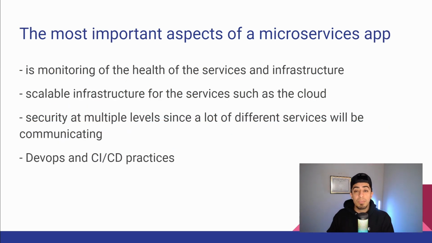So the most important aspects of a microservices-based app is that the microservice architecture is more for the backend, right? And microservices enable the creation of complex, large, and scalable systems using many different and independently deployed services to make up your app. So then the other important aspects are that you need to monitor the health of the services and infrastructure. You need to make sure that you have a scalable infrastructure for those services, such as something like the cloud. You need to have security at multiple levels, since a lot of different services will be communicating with each other. And then you need to have DevOps and good CI/CD practices.